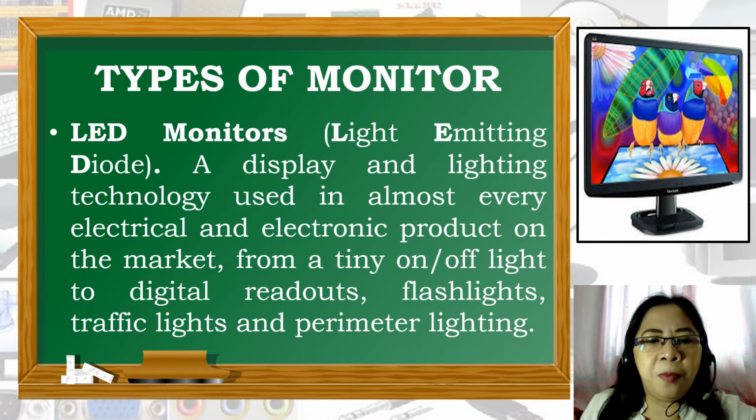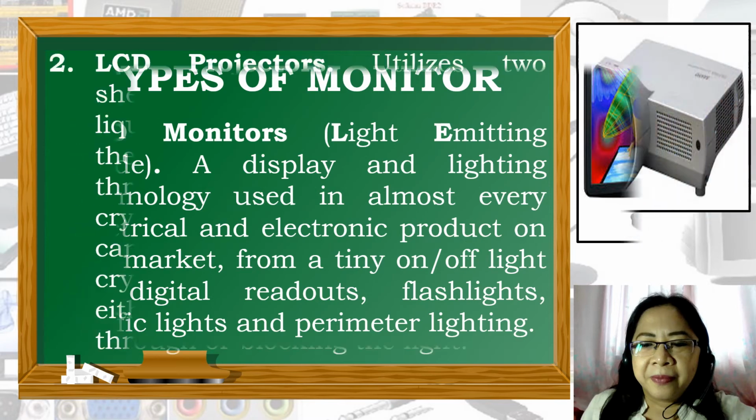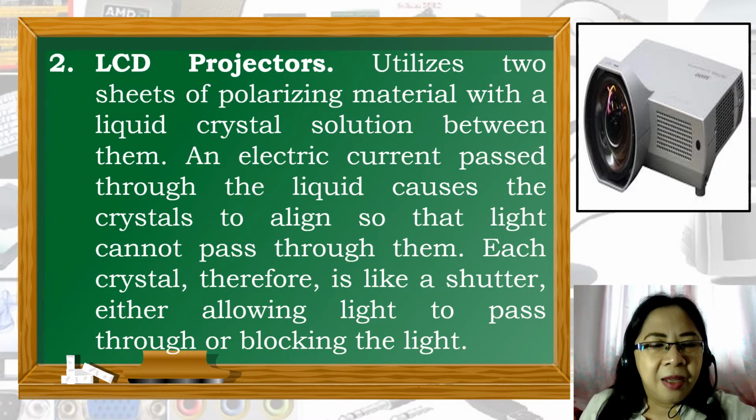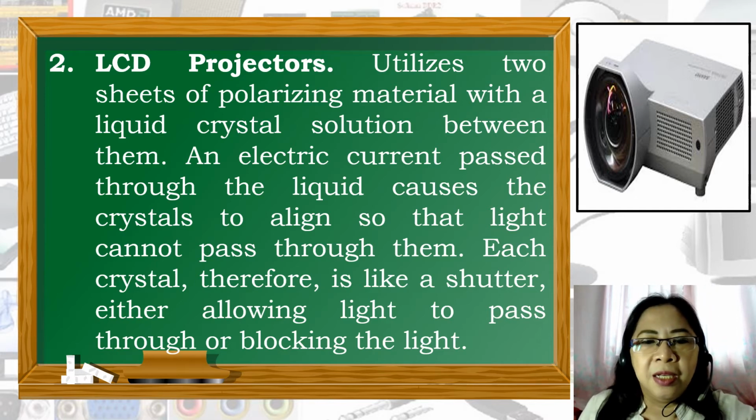The last type of monitor is the LED monitors, or what you call the light emitting diode, a display and lighting technology used in almost every electrical and electronic product on the market, from a tiny on and off light to digital readouts, flashlights, traffic lights, and perimeter lighting. The next output device is the LCD projectors.